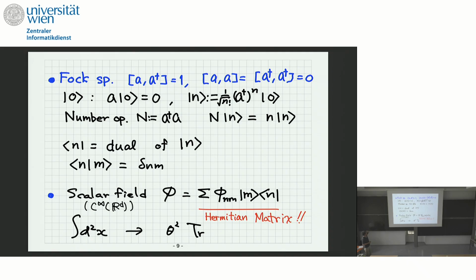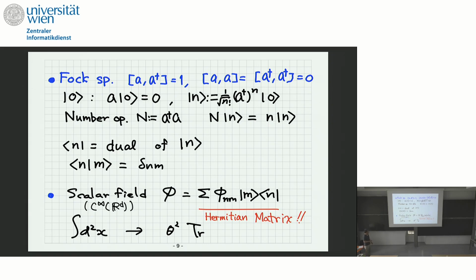Let's introduce, as an example of a representation, a Fock space. As you know, the vacuum state is defined using the annihilation operator, and the state e_n is defined using the creation operator. If we introduce a number operator N, this e_n is an eigenstate. We introduce a dual basis, and that means this dual pairing gives the orthonormal condition. Then using this representation, the scalar field is obtained as a Hermitian matrix.